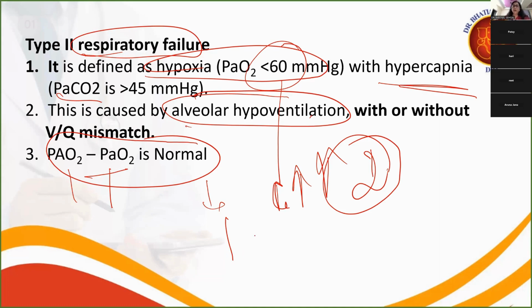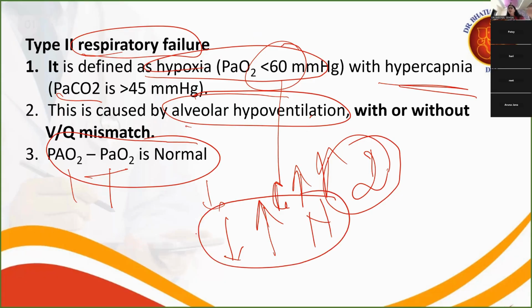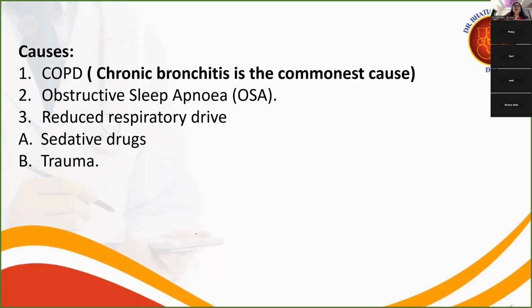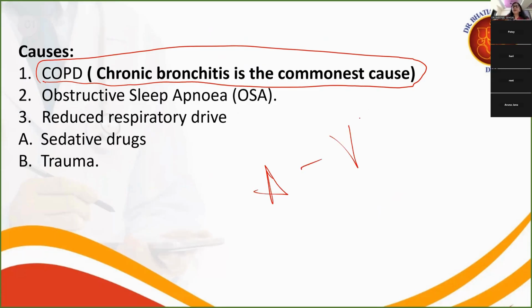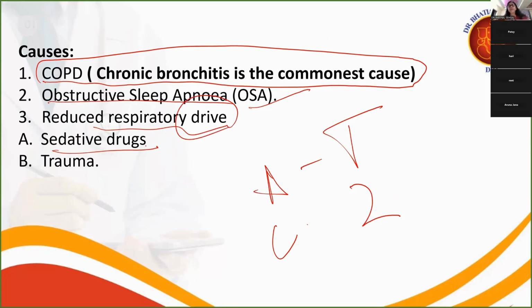So hypoxia will always be there. Hypoxia with hypercapnia and normal gradient is type 2 respiratory failure. It is seen in COPD most commonly, and you have to remember this. Asthma will cause type 1 failure and COPD will cause type 2 failure. In cases of obstructive sleep apnea, in cases of reduced respiratory drive, under drugs like barbiturates, trauma, all these conditions will cause decreased alveolar ventilation causing CO2 accumulation.